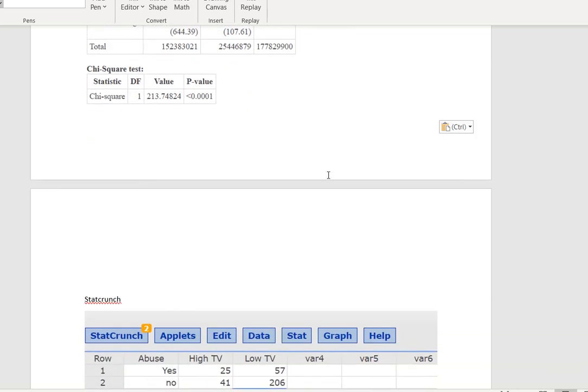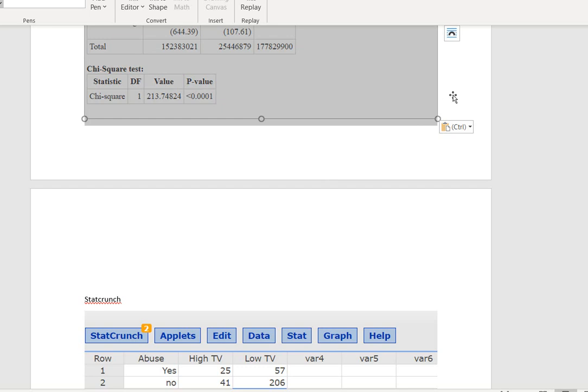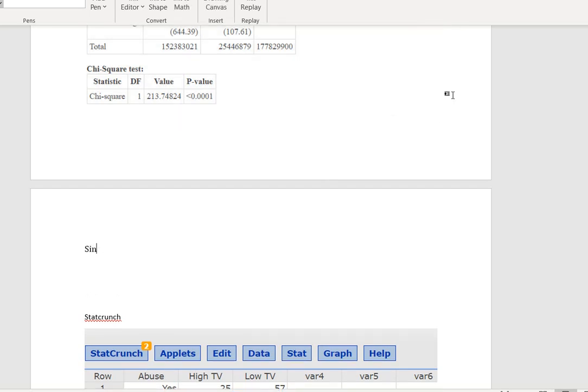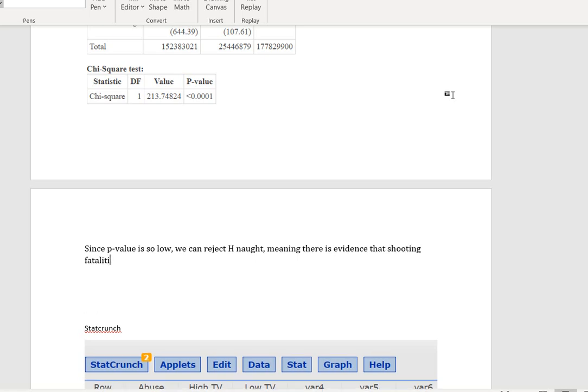So here's what that means for us. Since our p-value is so low, we can reject H0, meaning there is evidence that race and shooting fatalities are correlated. All right.